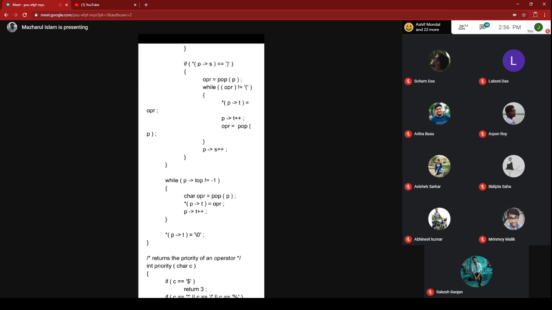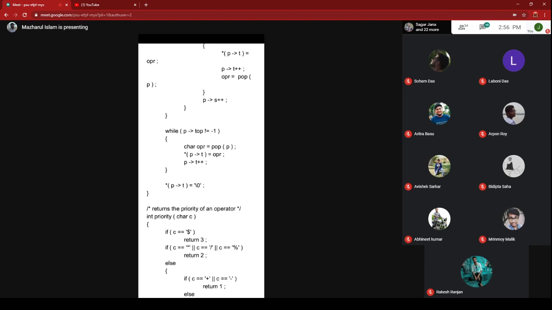If the stack is not empty and your string scanning is done, in that case you are popping the element from the top of the stack. After popping all the elements from the top of the stack, you have to append them to the partially constructed string. After doing this, you have to finalize. You have to append finally one slash null, the null character, to indicate the end of the string. So here star P T equal to null. Actually, T is the target string.